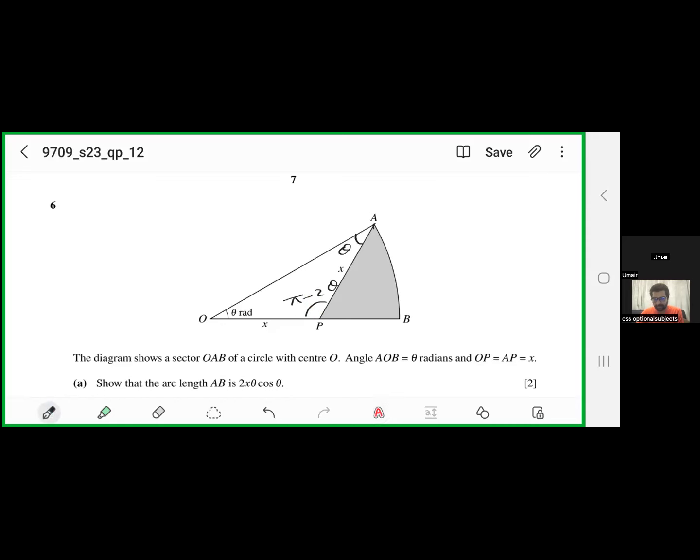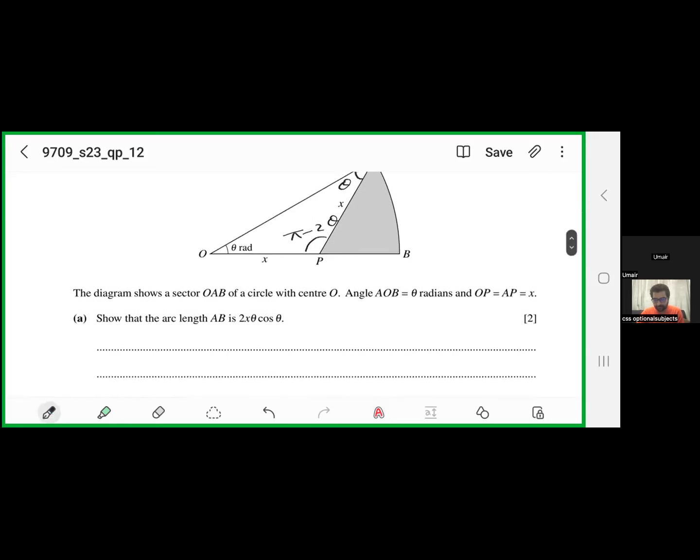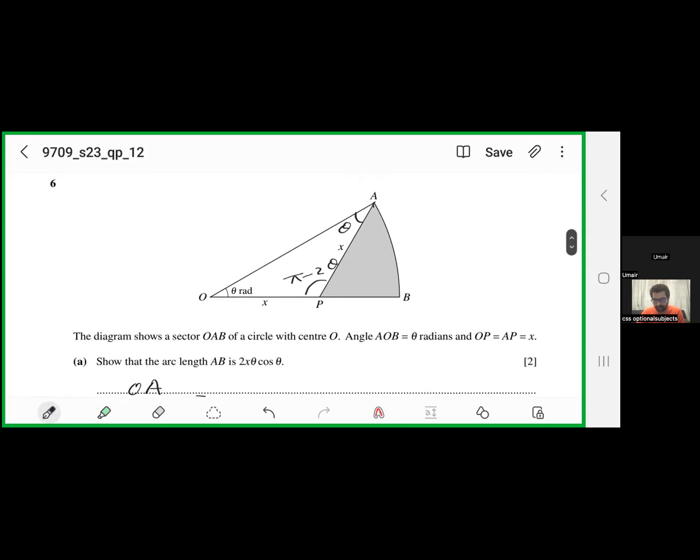Now using law of sines, OA over sine of pi minus 2 theta: side over angle is equal to this side over angle, x over sine theta.